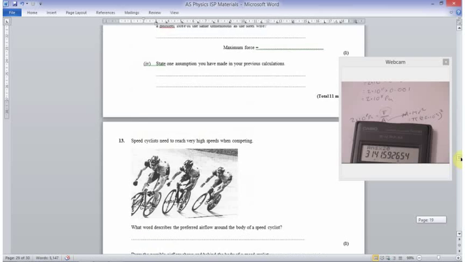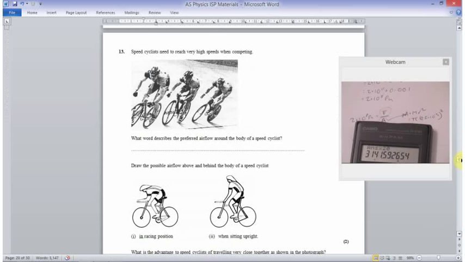Alright, question 13. So we've got some cyclists and some airflow around them. This is going right back to the start of this unit. What will be the airflow around the body of the cyclist? Well, it's going to be laminar around these guys. What will be the preferred airflow? You want it to be laminar so they can go as fast as possible.